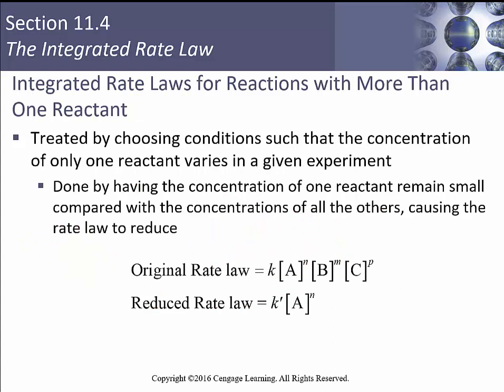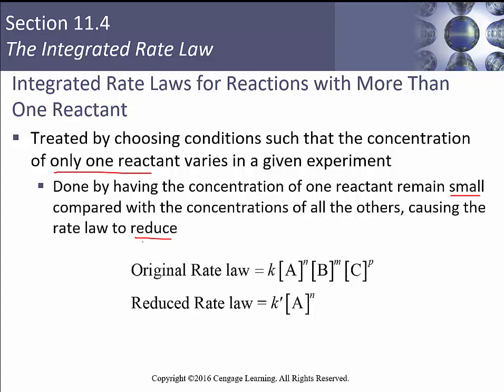All right, so our integrated rate laws, if you've got more than one thing, so now we're going to get into multiple reactants. You're going to choose conditions so that the concentration of only one reactant varies in a given experiment. What you're going to do is what's called pseudo order reactants. Basically, you're going to set one of those values either so high or so low that its value doesn't change very much. That's done by having the concentration of one reactant remain small, while the concentration of all the others are going to be changed.